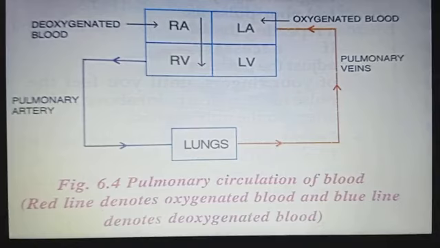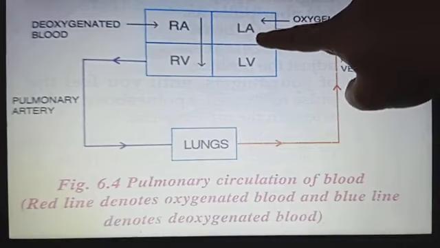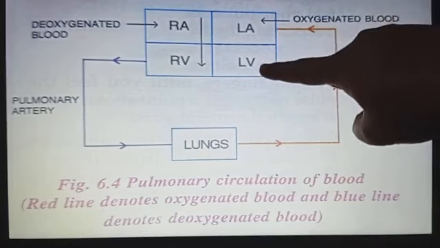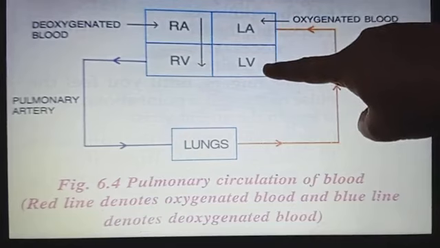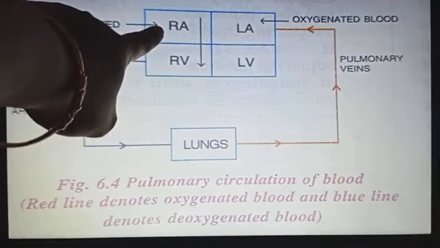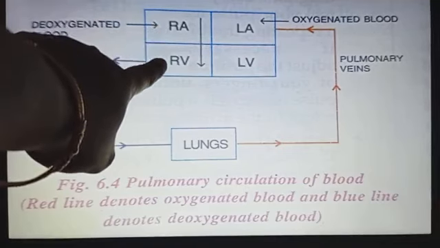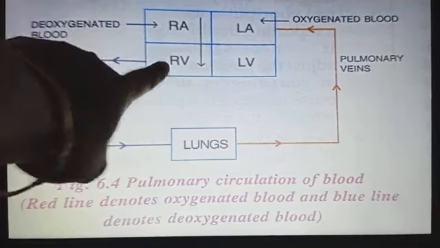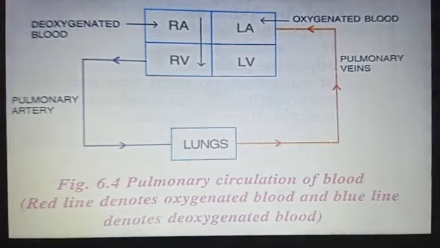Now, first of all, let me explain to you what is LA, LV, RV and RA. LA, as you can see here, is the left auricle, LV is the left ventricle, RA is the right auricle, and RV is the right ventricle.